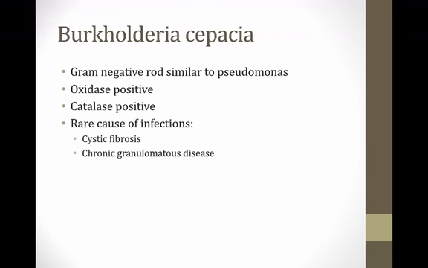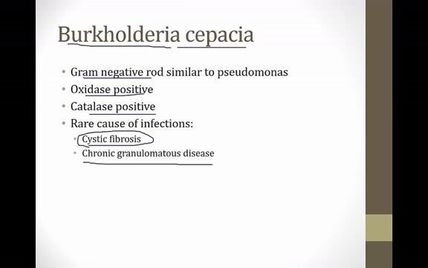Before we move on, let me mention a very rare pathogen that's closely related to Pseudomonas. Its name is Burkholderia cepacia, and in fact people used to think it was a species of Pseudomonas, but it's now been identified as its own bacteria, and in fact there are a number of subspecies of Burkholderia. These are all gram-negative rods similar to Pseudomonas, and just like Pseudomonas, they are oxidase and catalase positive. Also, just like Pseudomonas, they are a rare cause of cystic fibrosis infections and also infections in people who have chronic granulomatous disease. So you can think of this bug as a close cousin to Pseudomonas.